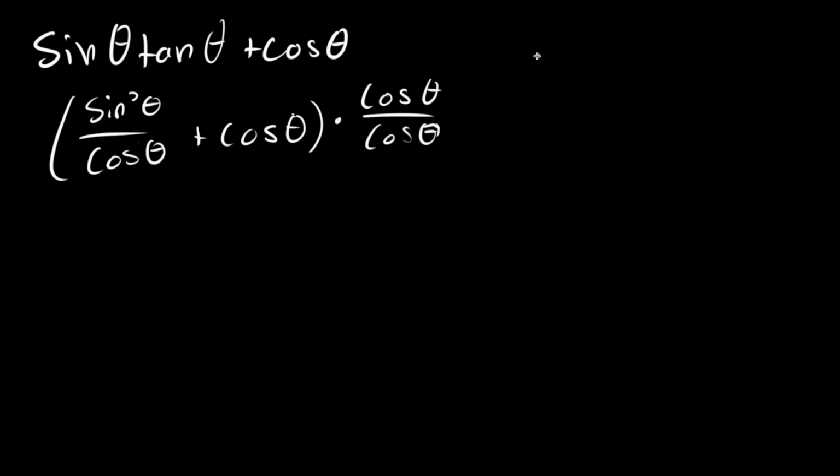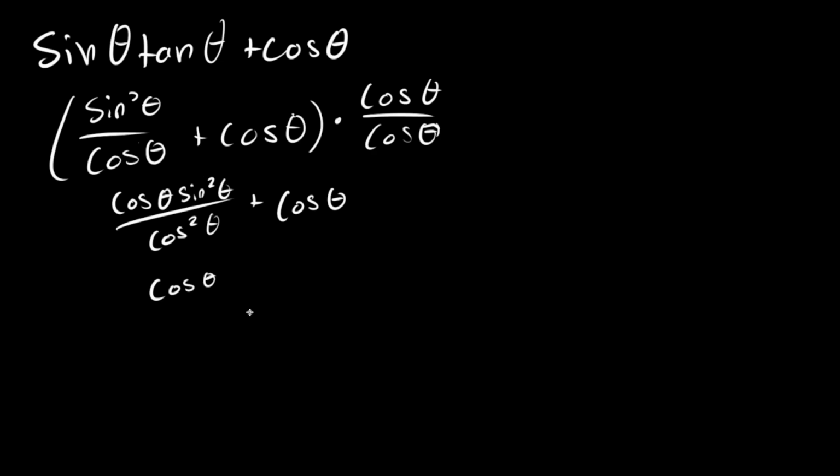And we're able to do this because cosine of theta is the same as cosine of theta. Numerator and denominator are exactly the same, so it's going to be 1. We're multiplying it by 1 effectively. So we're going to get cosine theta sine squared theta over cosine squared theta plus cosine, I'm just going to leave that as cosine for the time being. And we're going to be able to pull this cosine theta out.